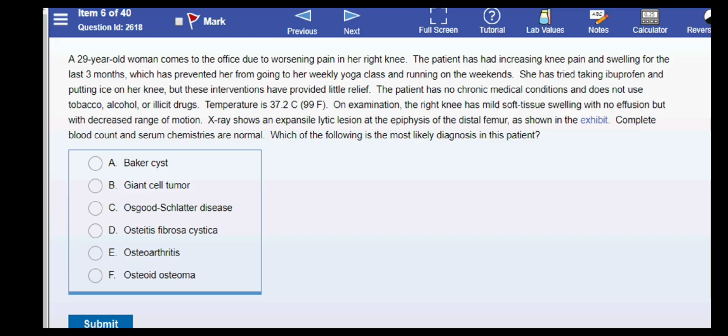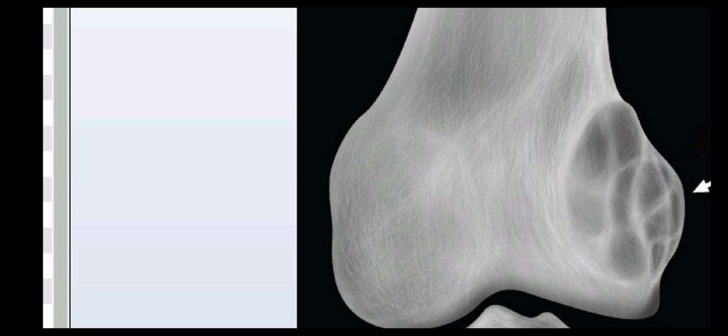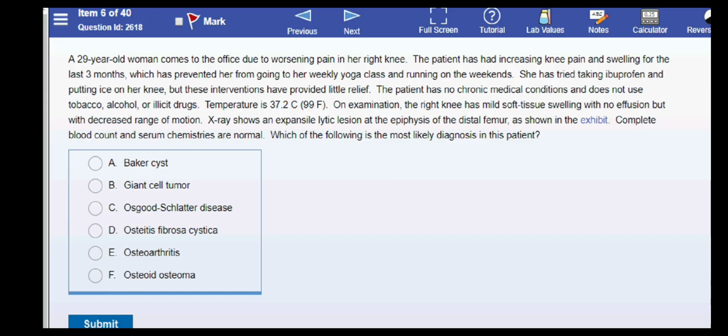When you see this, the first thing you do is an X-ray. This is the easy and economic one. X-ray shows an expansile lytic lesion at the epiphysis of the distal femur, as shown here. This is the picture. Complete blood count and serum chemistry are all normal. Which of the following is the most likely diagnosis in this patient?